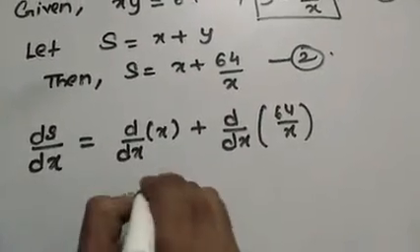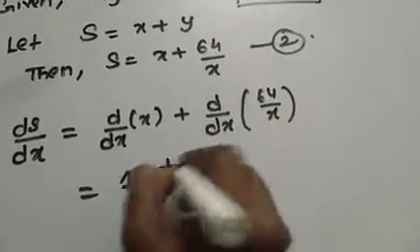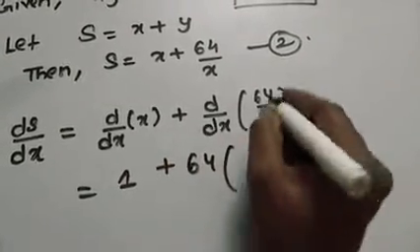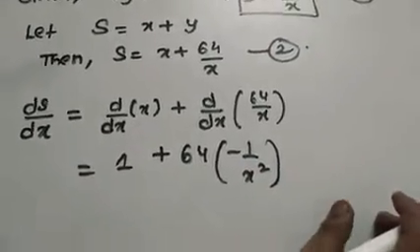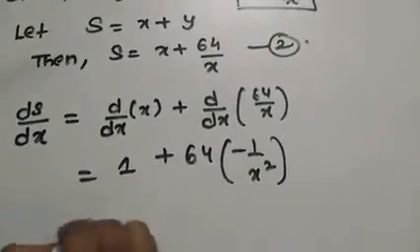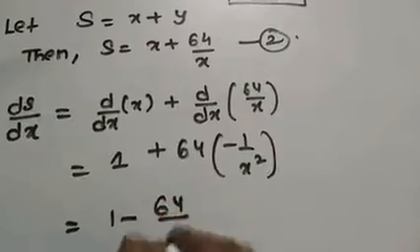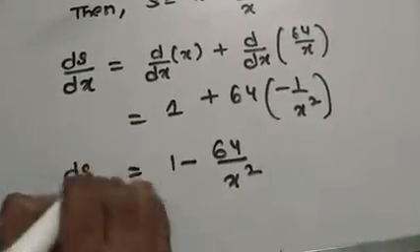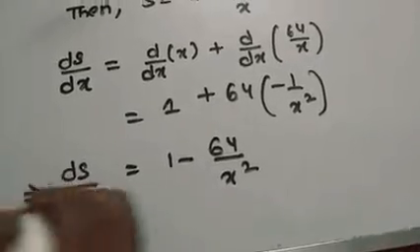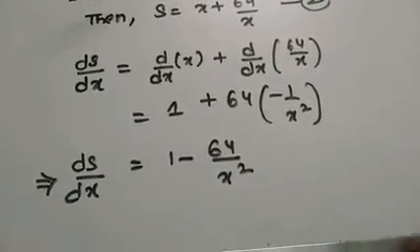So x derivative is 1, 64 is a constant, it comes out of the derivative, 1 by x derivative is minus 1 by x square. So now opening the bracket we get 1 minus 64 by x square. Okay, so now next what we have to find? We have to find the second order derivative.